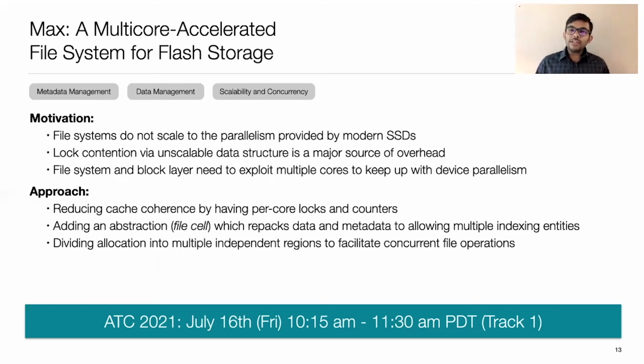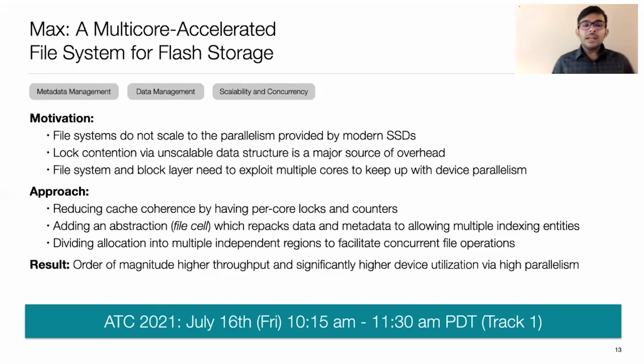Furthermore, allocation can be divided into multiple independent regions and can happen in parallel, along with the data structures required for maintaining the space of those allocations being independent from each other. By doing this, MAX achieves an order of magnitude higher throughput and significantly higher device utilization through high parallelism.